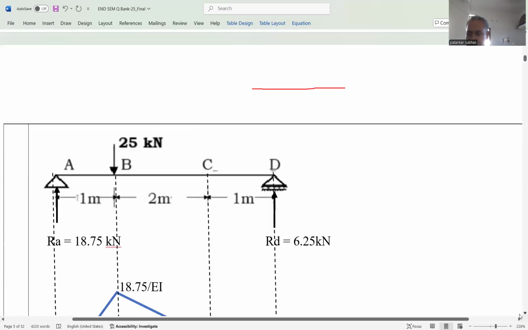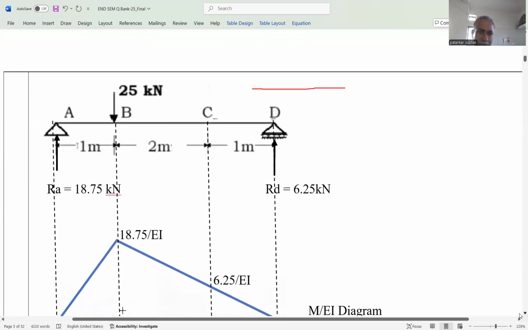Now this is the beam. In this beam, step number 1 is to find out the support reaction. And we know that we have three equilibrium equations: summation Fx is equal to 0, summation Fy is equal to 0, and summation of moment at a particular point, say A or D, is equal to 0. And we get the support reactions, say RA and RD.